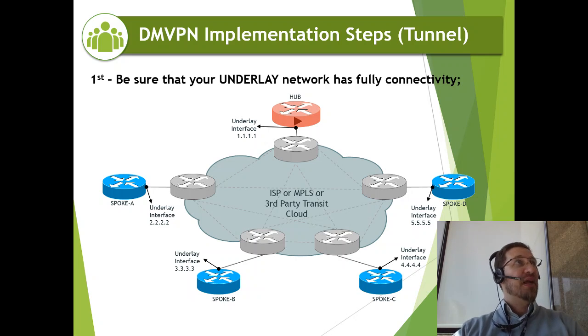DMVPN implementation steps. We have here an example with one hub site and 4 spoke sites. Let's see if the underlay is working fine. You can see the connectivity between all sites is properly working. It's working fine, so that's great. All sites can reach each other, so we can move to the next step.